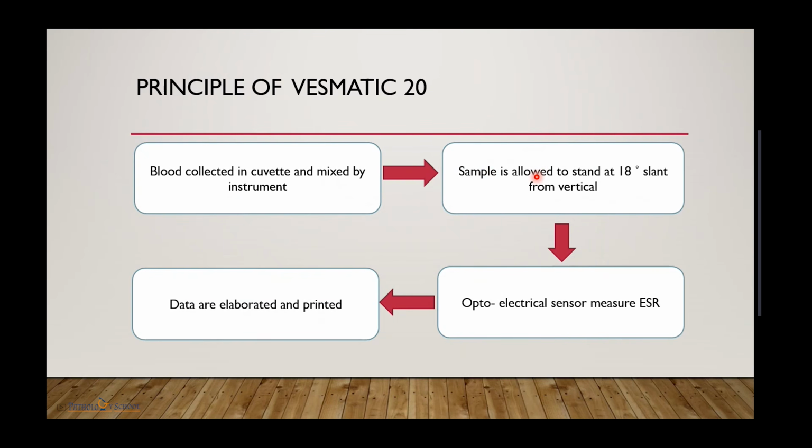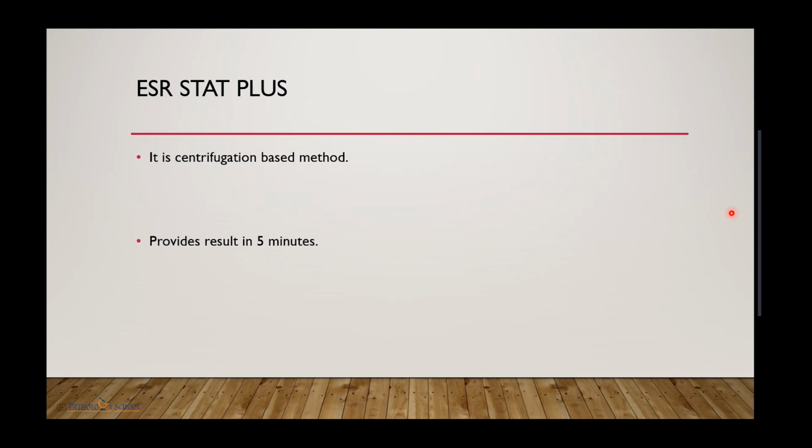The principle of the method. Basically, we collect the blood in a cuvette and mix it by the instrument. The sample is allowed to stand at the 18-degree slant from vertical. Why? Because it will further accelerate the RBC sedimentation. And the optoelectrical center is used to measure the ESR, and then the data are elaborated and printed.